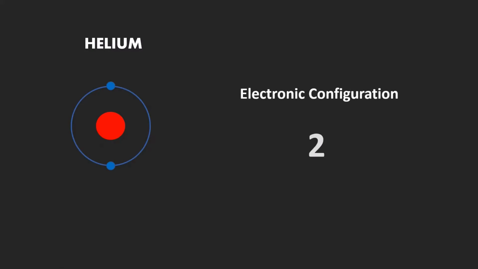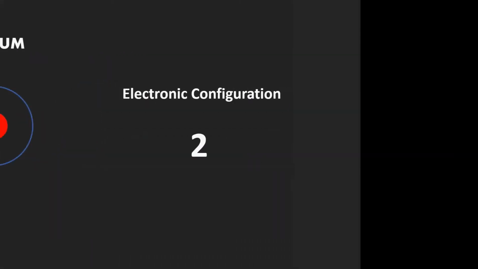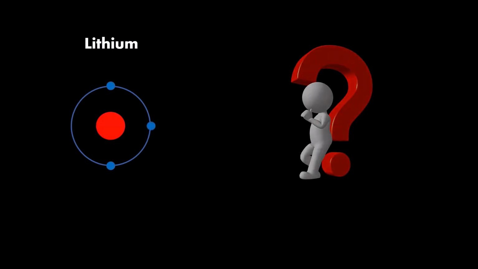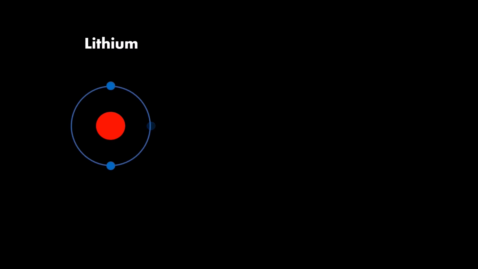Here we see 2 electrons in its first valence shell. The electronic configuration of helium can be written as 2. That's also simple. Now next we have lithium. So I have to put electrons here. Lithium has 3 electrons. Where should I put the third electron? Here? No, we must create a new valence shell, because maximum number of electrons in the first valence shell is always 2. So we can create the new valence shell and place the electron.